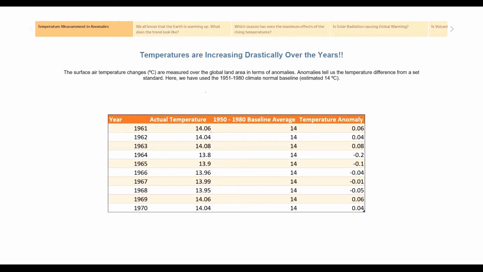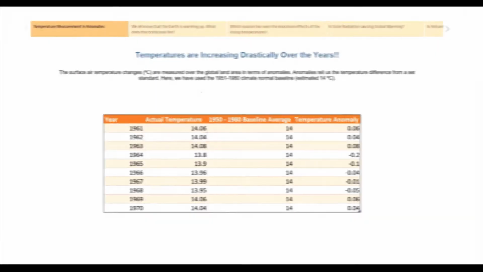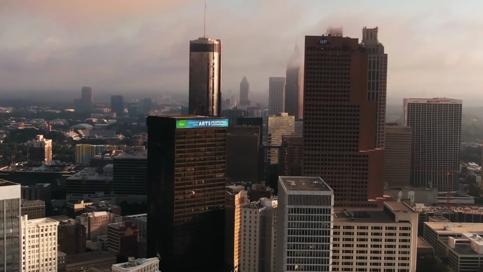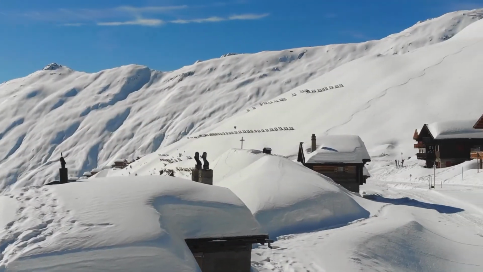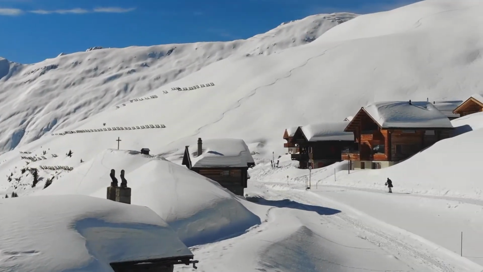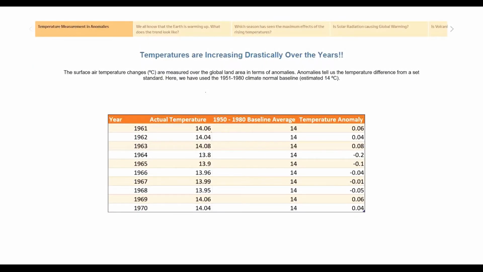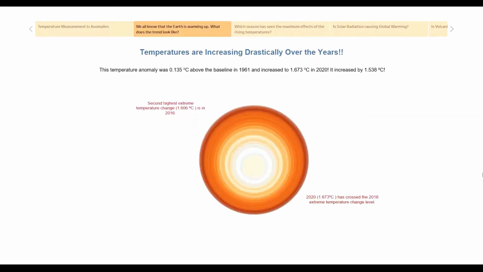Let us go through an example to understand the importance of anomalies. Suppose we want to compare the temperatures of the city area and the mountain top of a valley. Both actual temperatures will differ, but we can conclude whether both temperatures are above or below the average using anomalies. This is the information we need to track temperature changes.